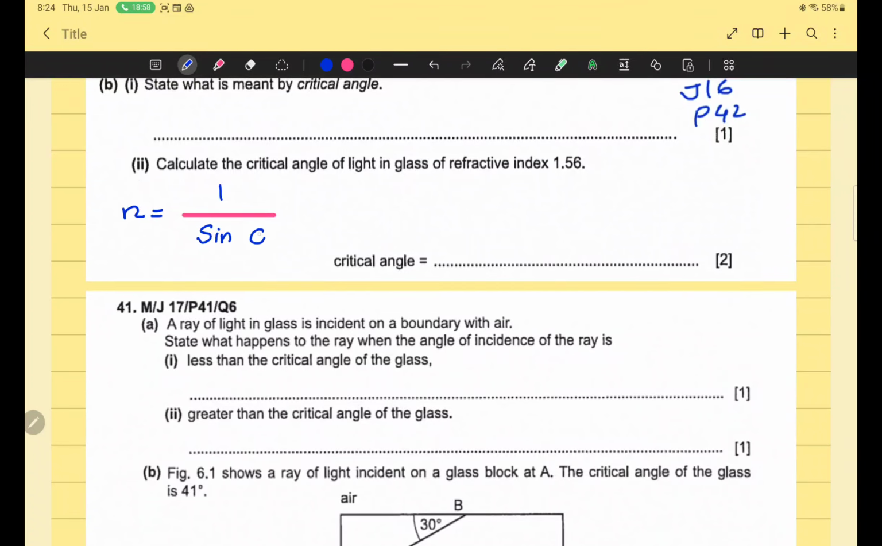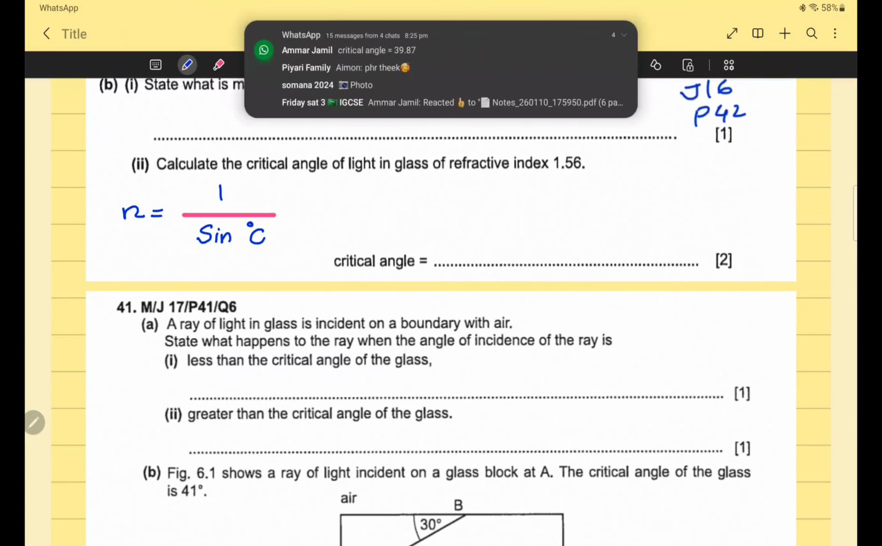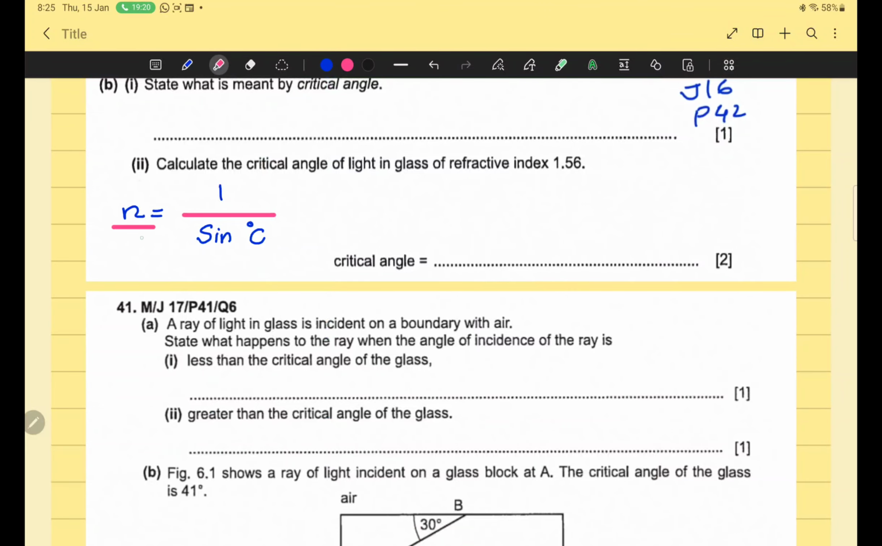Yes, instead of sine 90, 1 upon sine c, because the value of sine 90 is 1. So you should use only this formula: n is equal to 1 upon sine c. You have to calculate the critical angle, so I am taking the reciprocal on both sides. If you take the reciprocal, then sine c is equal to 1 upon n.